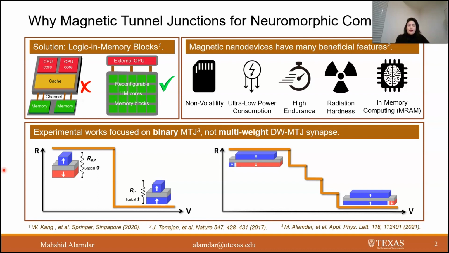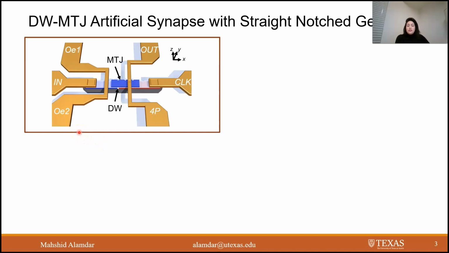Previous simulation works have shown that domain-wall MTJ synapses have the necessary characteristics for neuromorphic computing. However, experimental works have only focused on binary domain-wall MTJs, and to the best of our knowledge, no experimental works have studied the behavior of multivariate domain-wall MTJ synapse. To achieve a number of conductance states per device, we use the three-terminal domain-wall magnetic tunnel junction device.